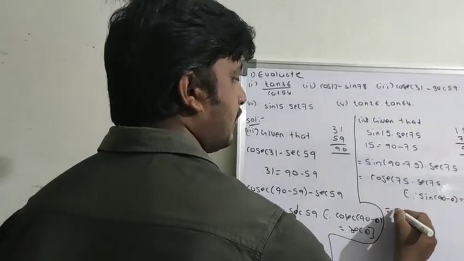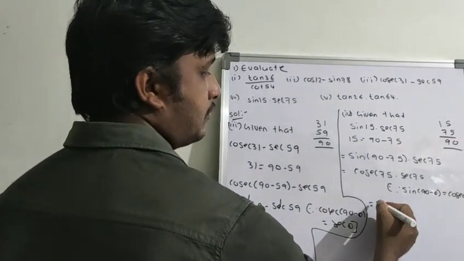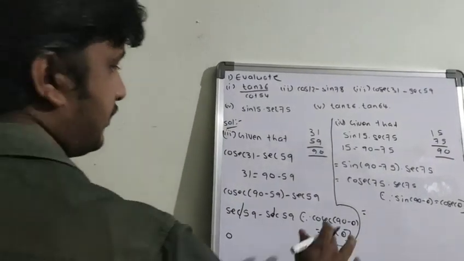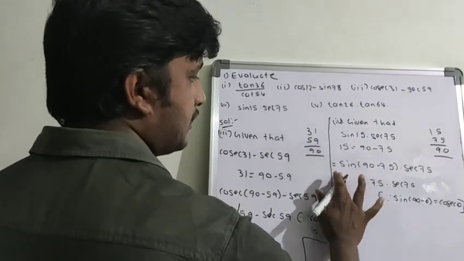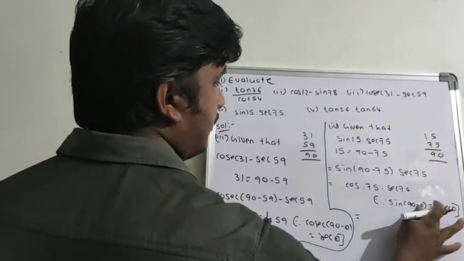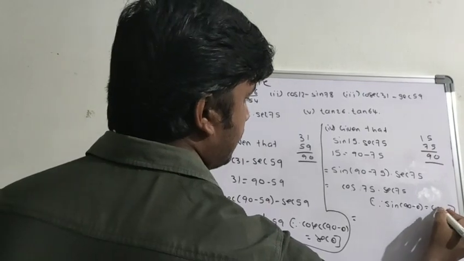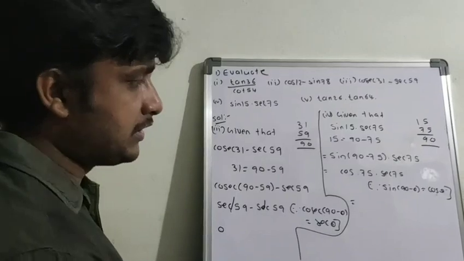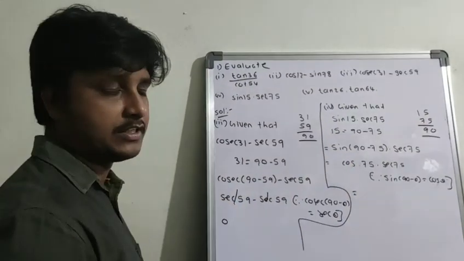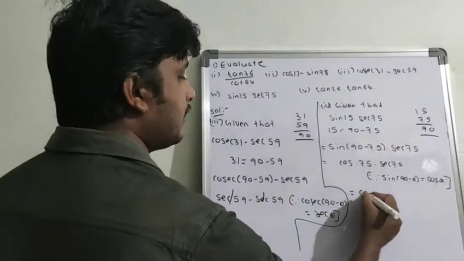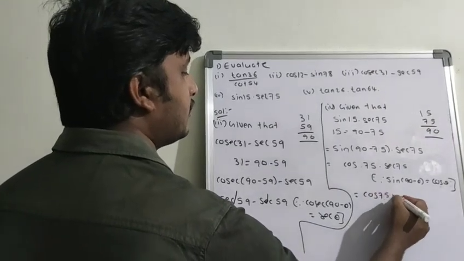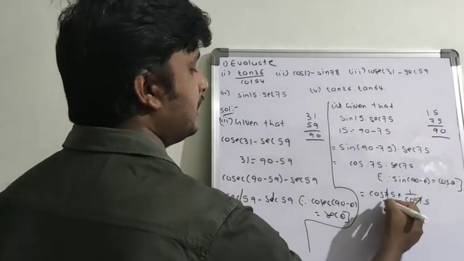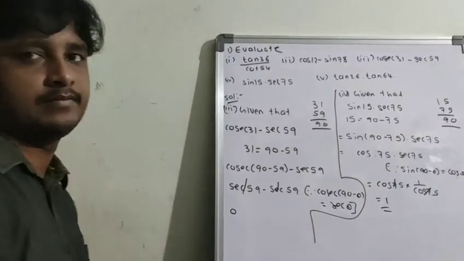Sin(90 minus 75) is cos 75, not cosecant. Sin(90 minus theta) is cos theta. So cos 75 and secant 75 are reciprocals of each other. I am writing cos 75 as it is, and secant 75 I can write as 1 by cos 75, because they are reciprocal. These two get cancelled and we get the answer 1.